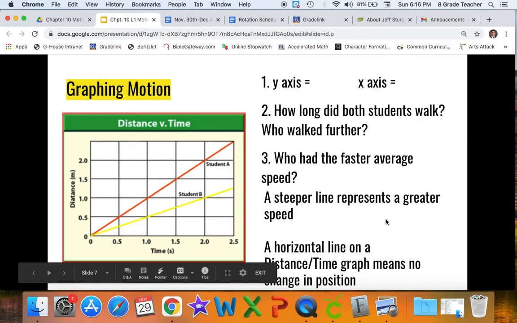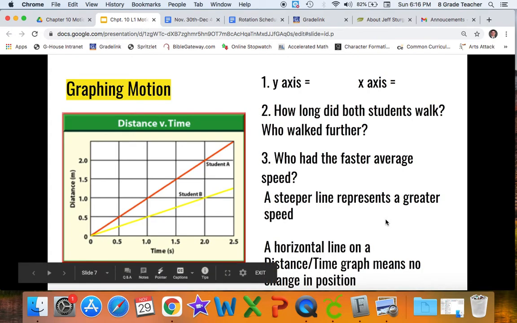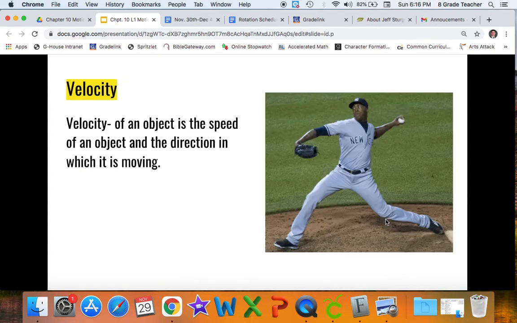You might see that on your homework where the line goes up, showing that it's really fast and speedy, and then it plateaus, it goes really flat. That means that there's no distance happening, there's no change in position when that occurs. Look for that in your homework.